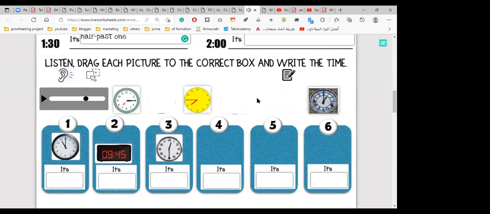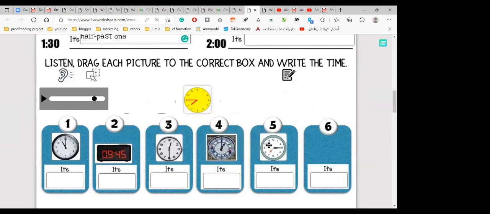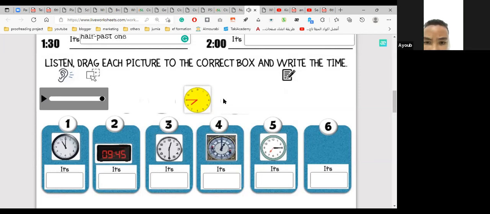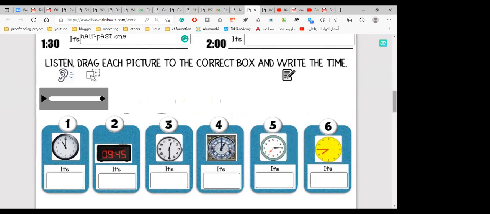Number four. It's 1 o'clock. Where is 1 o'clock? Number 6. Number 6 is 1 o'clock. Yes, very good. Number five. It's a quarter past seven. The first one. Yes, it's the first one. And the last one is. What is the last one? Can you tell me what is the time in the last one? What's the time? It's a quarter to eight. Yes, it's a quarter to eight.